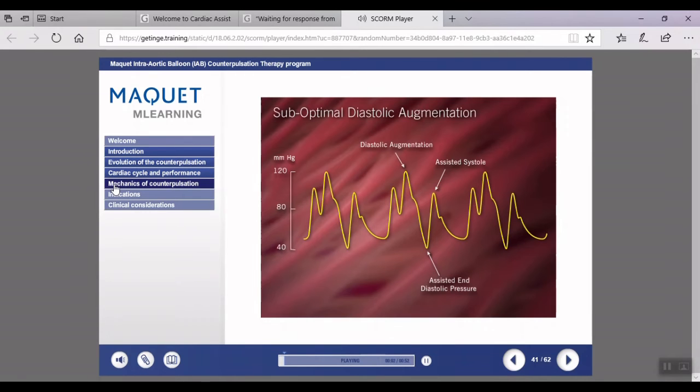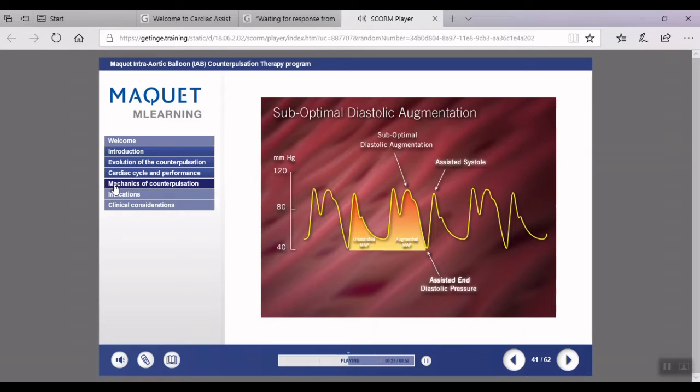Because there may be instances where augmentation is not suprasystolic, it is important to note that the patient is still benefiting from counterpulsation support. As the balloon inflates and increases the diastolic pressure, mean arterial pressure also improves. As the balloon deflates, there is the benefit of afterload reduction.